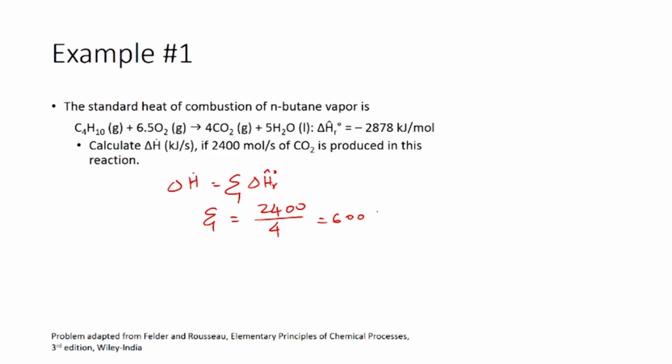So, now that we have 600 as the extent of reaction, delta H dot would be equal to 600 times minus 2878 kilojoules. So, that is the total change in enthalpy associated with this process. The numerical value for this would be minus 1.73 times 10 power 6 kilojoules per second.